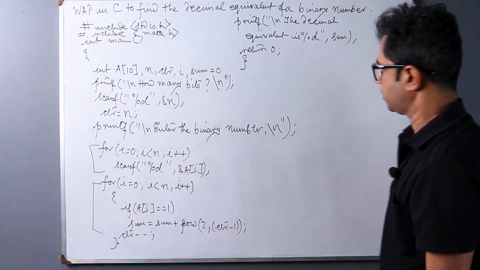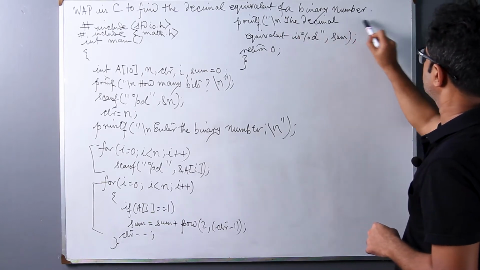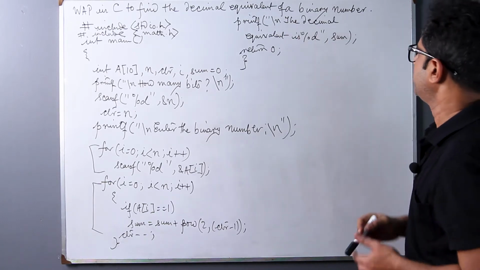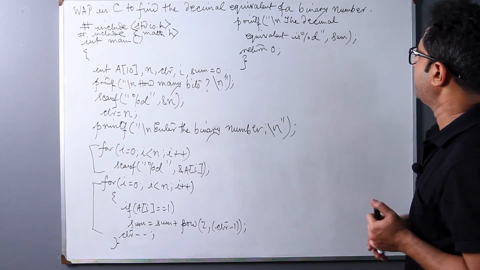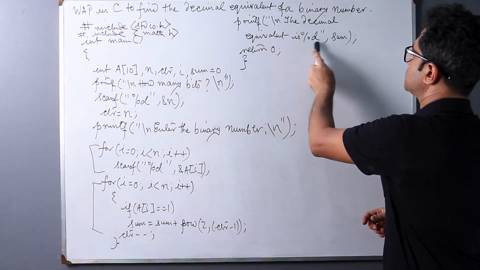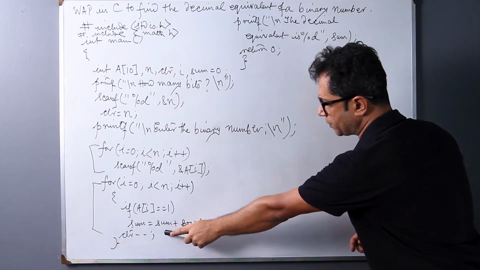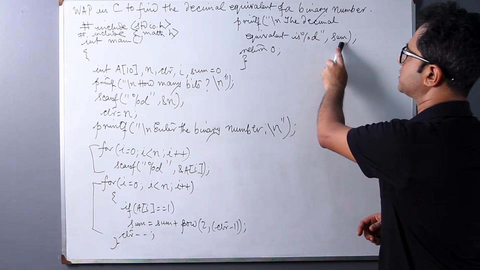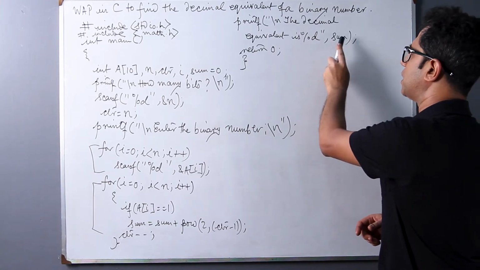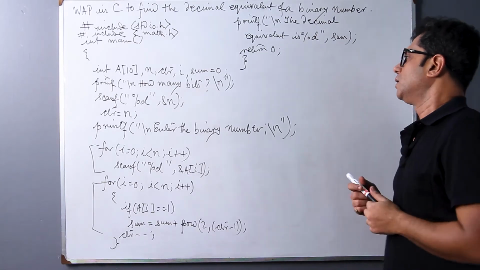After coming out of the loop, I have printed the result. Because of the paucity of space on the right hand side, I have written it in the next line. You can write it in one line. Printf, new line, "The decimal equivalent is %d", sum. Whatever is the ultimate value of sum will get printed by this line, and that will be our output. After that, return 0 and the ending brace.